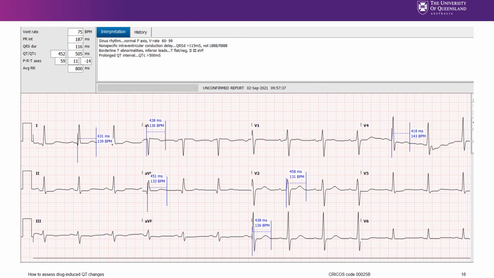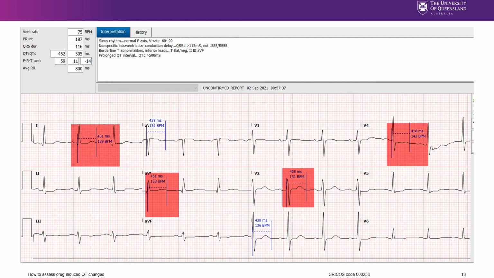Let's use an example here. This is an ECG report for a patient. We've measured 3 limb leads on the left-hand side and 3 chest leads on the right-hand side. You don't need to use a calculator. Let's get rid of the highest 2 values, which is 458 and 451. Then let's get rid of the lowest 2 values, which are 418 and 431. We can then take the average of the middle 2 numbers. So the QT interval using our manually measured method would be 438 milliseconds.